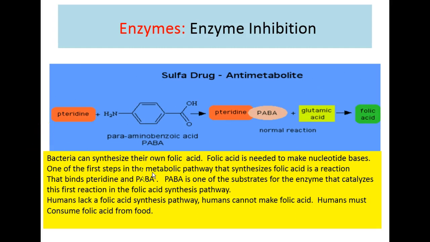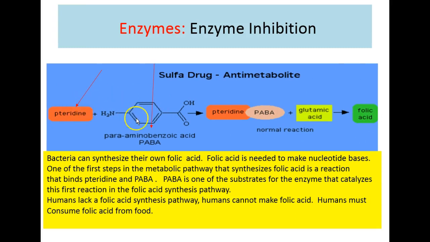One of the first steps in the metabolic pathway that synthesizes folic acid is a reaction that binds pyridine and PABA. Pyridine and PABA come together in an enzyme that will catalyze the reaction that brings these two reactants together. This is the first step in the metabolism of folic acid synthesis. PABA is one of the substrates for this enzyme that catalyzes the first reaction in the folic acid synthesis pathway.